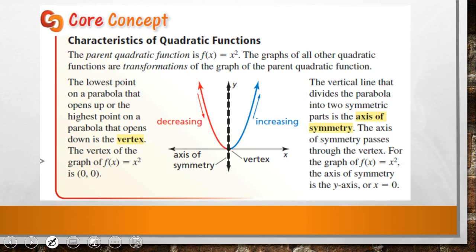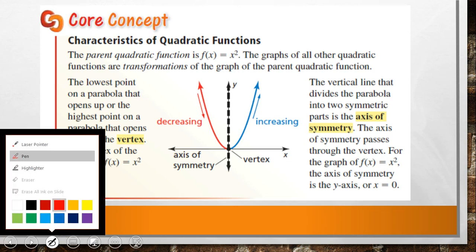So the parent function of a quadratic is f of x equals x squared. That's the most basic type of quadratic equation that you can see. The graphs of all the other quadratic functions are transformations of that graph. And we've talked about the name of it before. We know that the name of a quadratic function when you graph it is called a parabola.